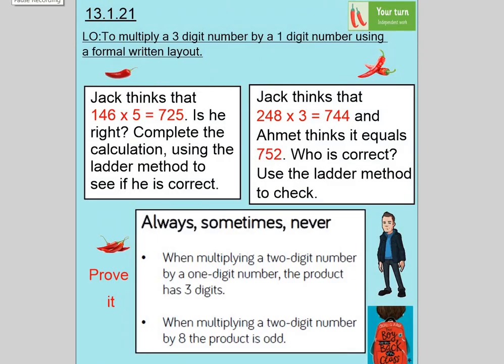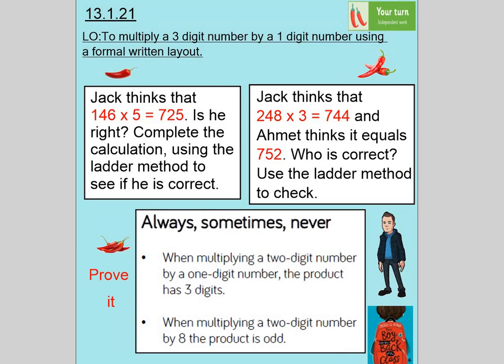Now you've done the fluency part, let's see if you can apply it to a problem-solving point. Again, you could do all of the chilies or choose the chili that you would normally work on in school. Chili 1 says, Jack thinks that 146 times 5 equals 725. Is he right? Complete the calculation using the ladder method to see if he's correct. See if you can see where he might have gone wrong. Chili 2. Jack thinks that 248 times 3 is 744 and Ahmed thinks it equals 752. Who is correct? Don't forget to use that ladder method to check.